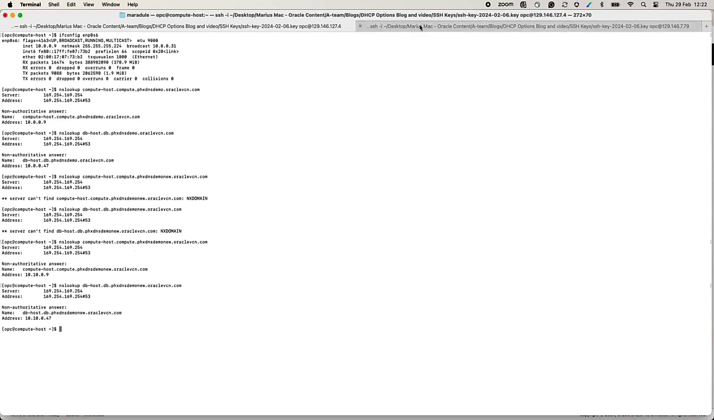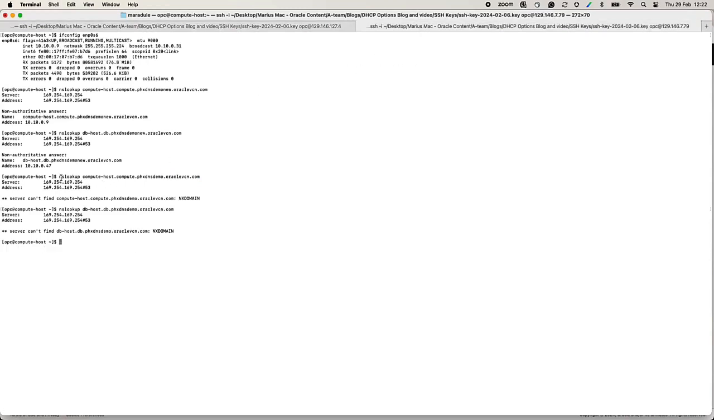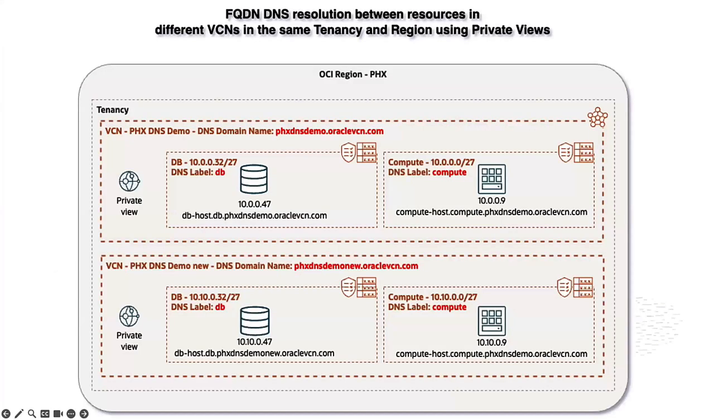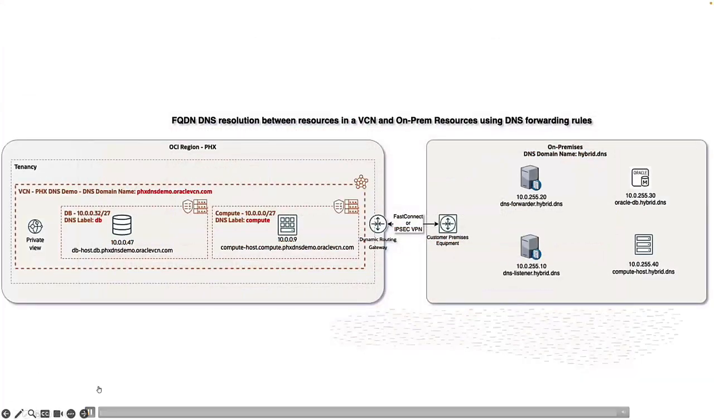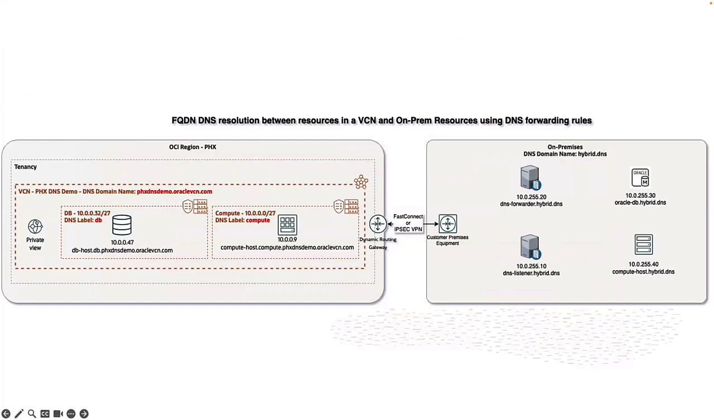Going back to the Phoenix DNS demo new VCN, we can see the same results. It's returning the answers. Now this concludes the demo for a very simple use case of two VCNs in the same region and in the same tenancy. Now for the next demonstration, we will see how to resolve FQDNs in the on-premises network from OCI using Private DNS. This is scenario 3 from the presentation.